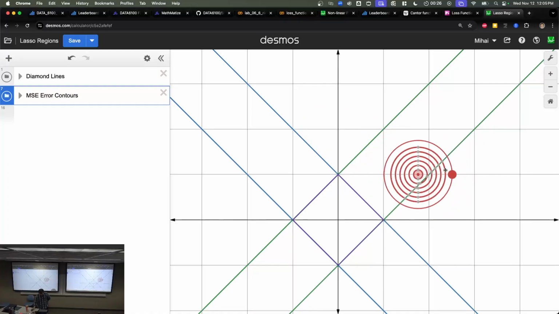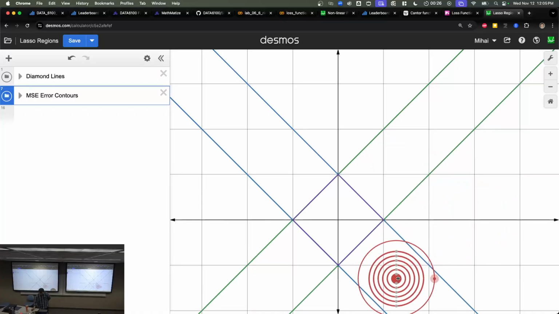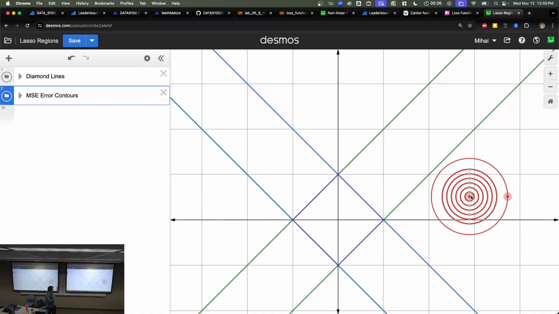In this region, what's the answer? Are we eliminating a variable, yes or no? In this region, are we eliminating a variable, yes or no? In this region, and so on. Fortunately, there is a pattern. So once you see the pattern, and I'll let you think about it, you should be able to answer this question: when does the lasso eliminate a variable? Which is what I want to get to.